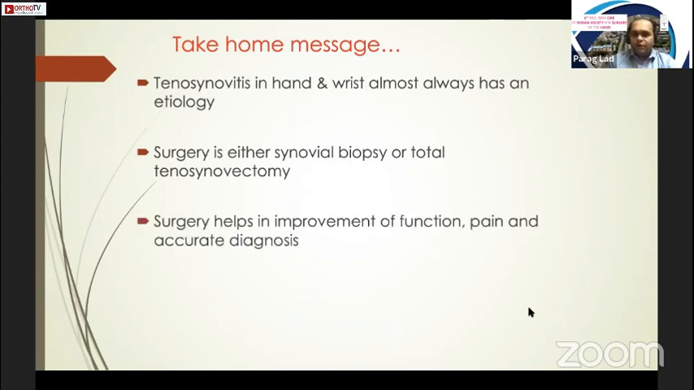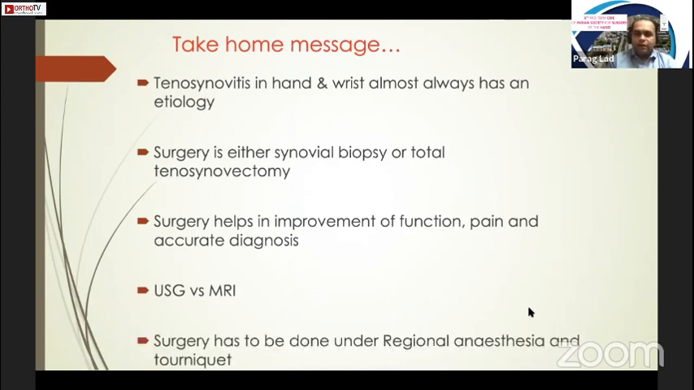and improves the function. And when to consider USG and MRI: when we are considering a skip lesion, then please consider MRI. And surgery has to be done under regional anesthesia and tourniquet. This cannot be done under local anesthesia, but yes, Wallant can be described, but I would prefer regional anesthesia.